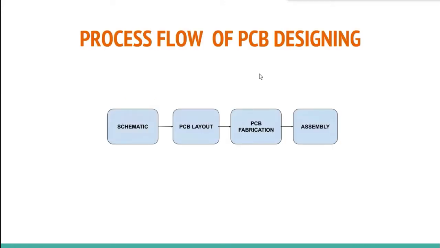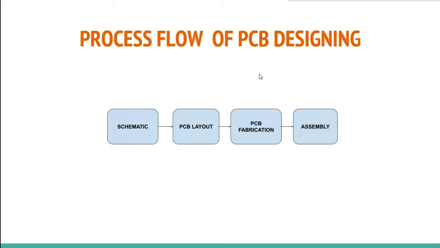Okay, this is the process flow of your designing. The first step is schematic. Your actual designing starts from schematic. Schematic is nothing but placing all your electronic components and making electrical connection between them. Then your schematic is converted into a board file. Board file is nothing but your PCB layout, where you place all your components and route them.